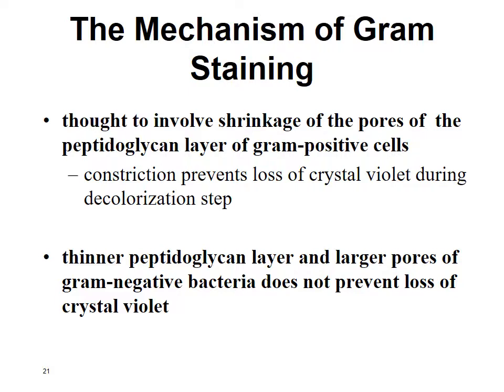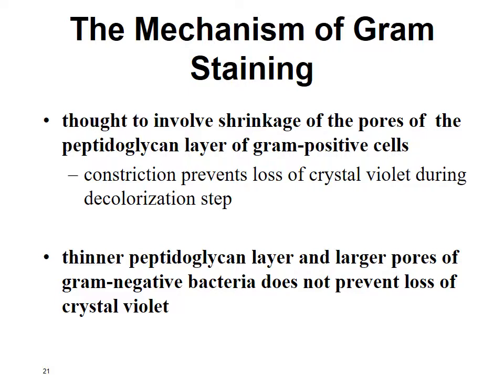So during the gram stain procedure, the bacteria are first stained with crystal violet and then treated with iodine, which promotes retention of the crystal violet dye. When gram-positive bacteria are then treated with ethanol, the alcohol is thought to shrink the pores of the thick peptidoglycan. Therefore, the crystal violet-iodine complex is retained during this step and the bacteria remain purple.